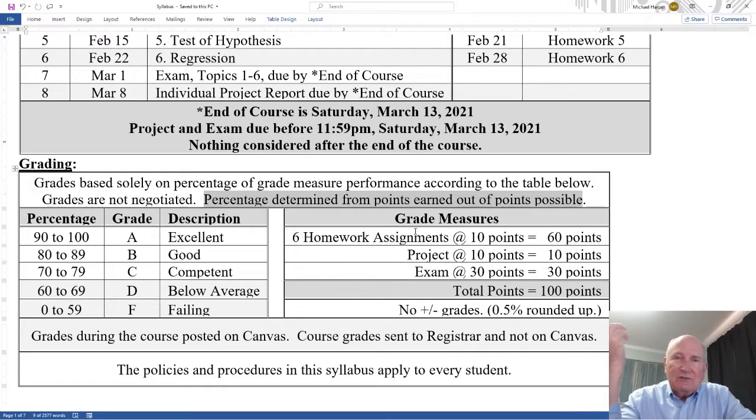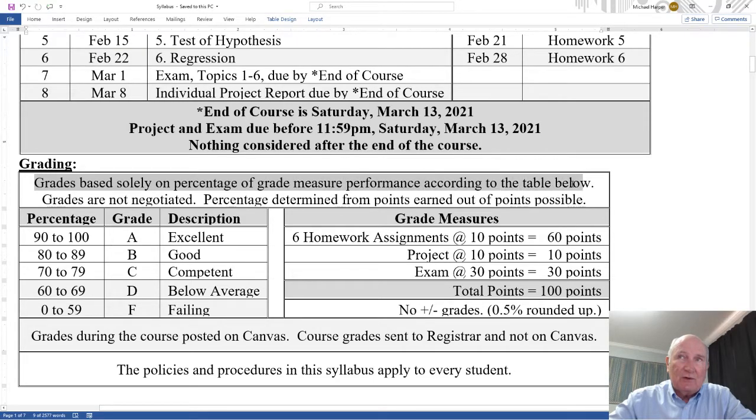And I've asked them not to do that in Canvas, but they won't do that. They haven't been able to eliminate that. So I want to caution you that the percentage of your grade is determined from points earned out of the points possible. Also, your grades are based solely on the percentage of grade measured performance according to the table below.